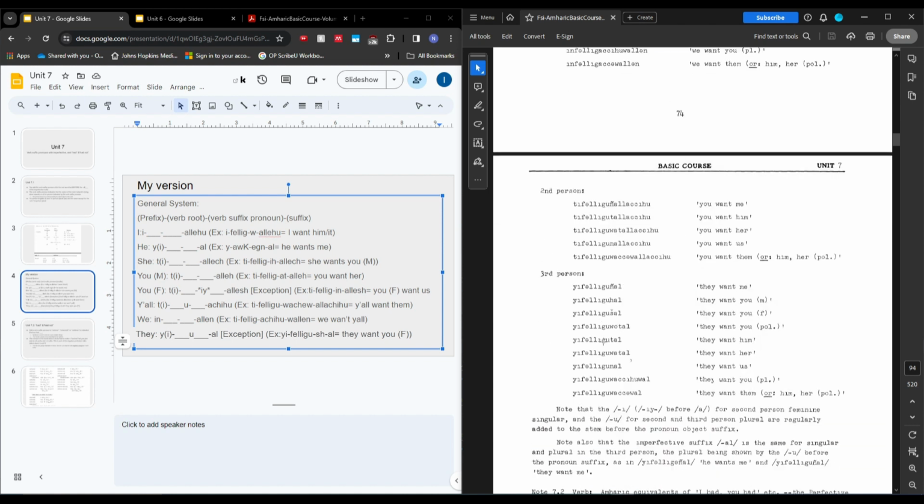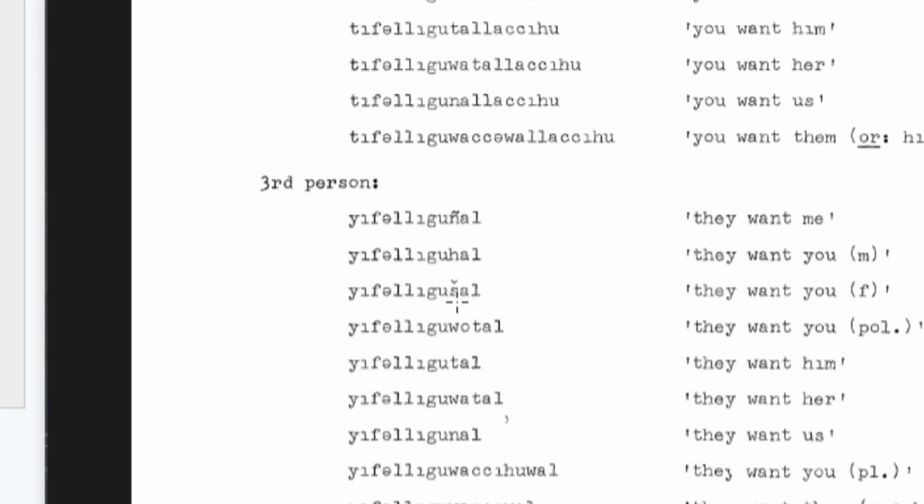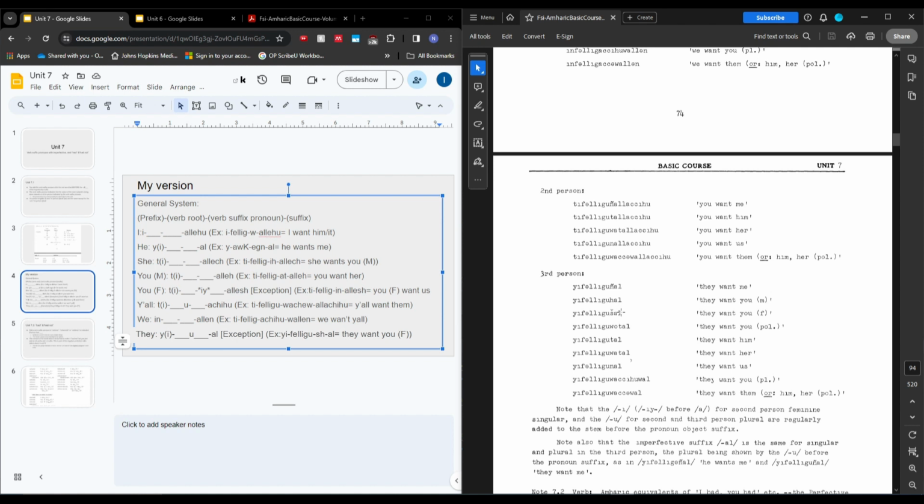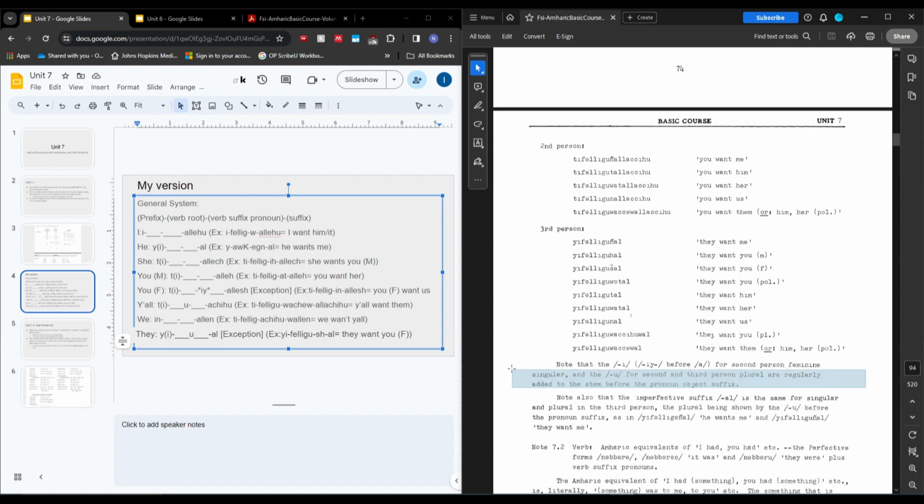The other exception is they, them, which is third person plural. If you wanted to say they want you female, it'd be yefeligu sha for directing the action to you female. That's what this hyphen s is supposed to represent, and then al, which is the normal ending. And that's basically what this is saying here, that the u for second and third person plural are regularly added to the stem before the verb suffix pronoun.